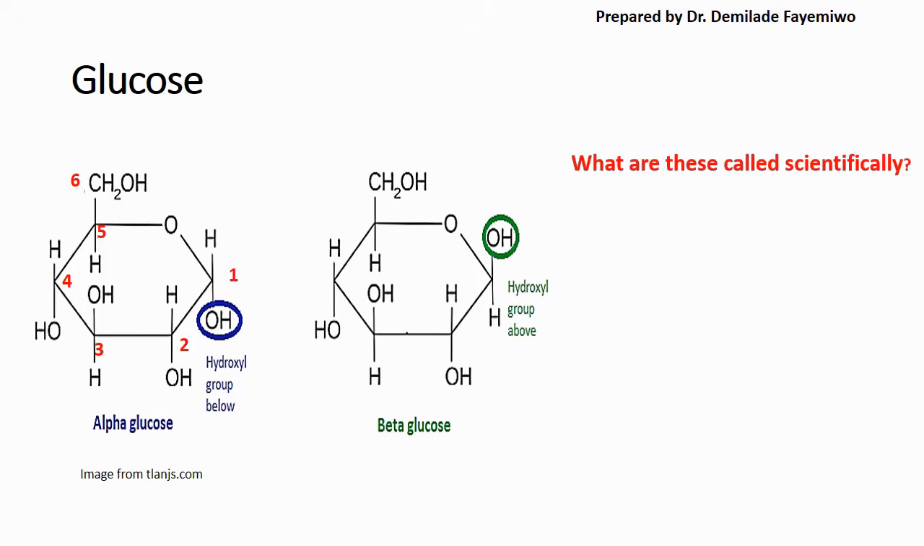Now these are scientifically called isomers, simply because they are mirror images of each other due to that switch in the position of the hydroxyl group in alpha and beta glucose.